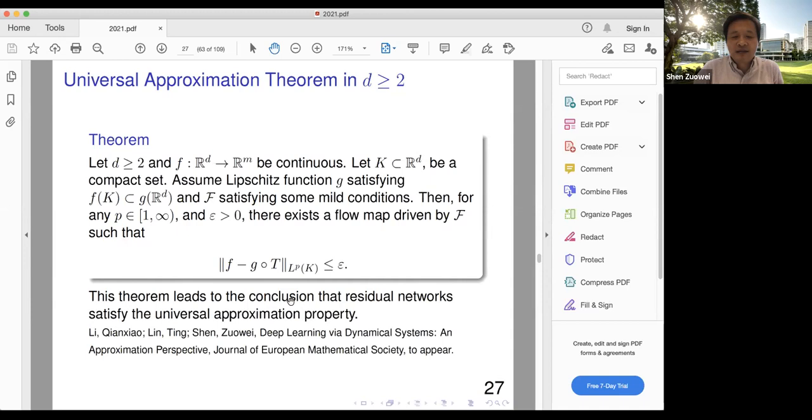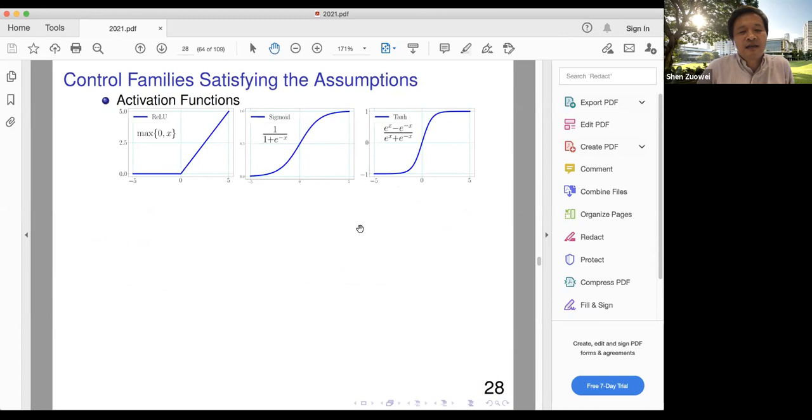This is straightforward. So now I'll tell you why I say the condition on f is mild. In learning theory and deep learning neural networks, the most popular activation function people use is first the ReLU.